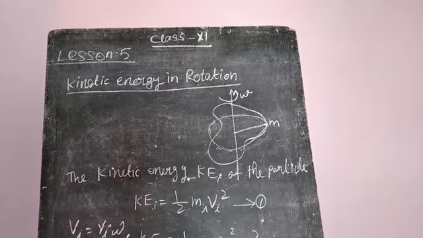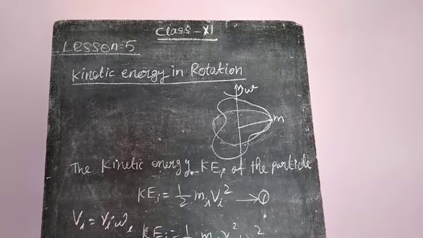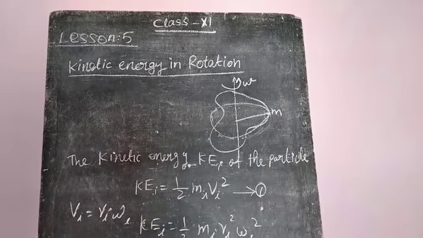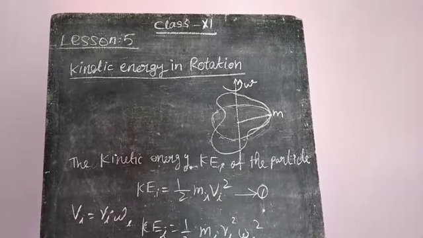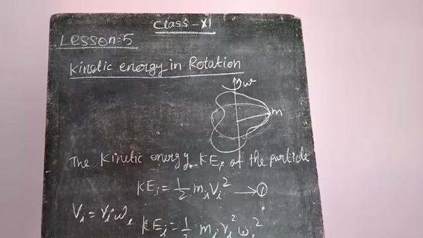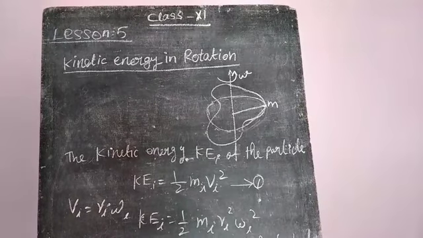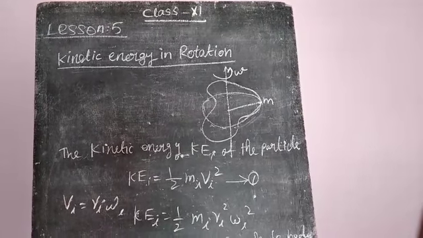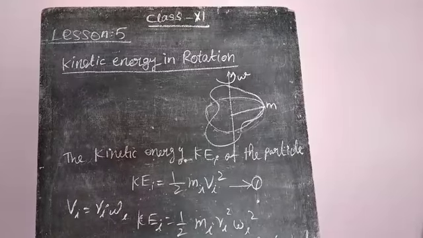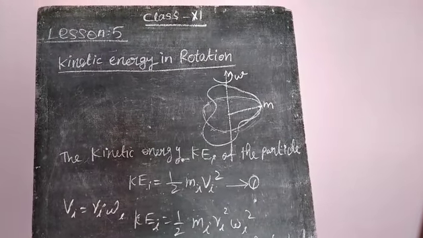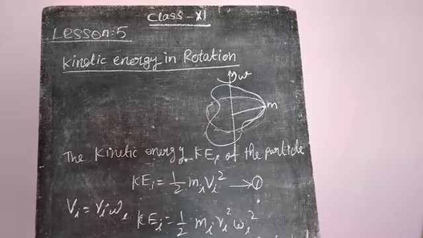In this class, I am going to teach 11th standard physics, lesson number 5, kinetic energy in rotation. So consider a rigid body. Already I taught what a rigid body is. A rigid body never changes its shape and volume when an external force is applied on it. That body is said to be a rigid body.